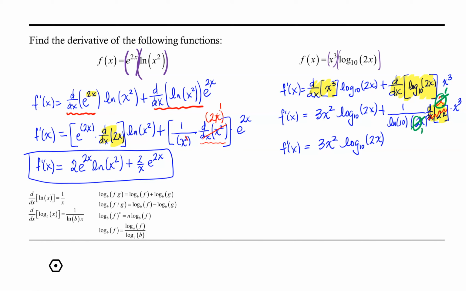So in our numerator, we have 1 times x cubed. So that's going to give us an x cubed. And in our denominator, we have a natural log of 10 times 1, which is simply the natural log of 10. And there's our derivative of that function. I hope this is helpful.